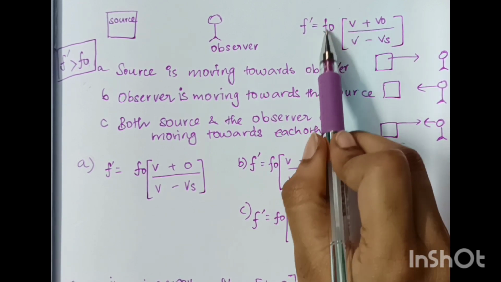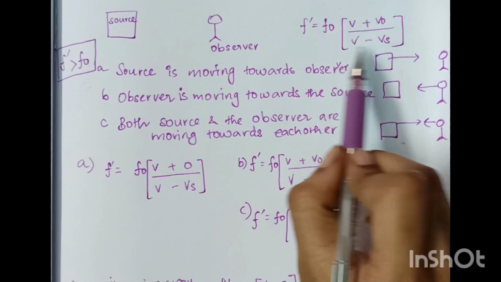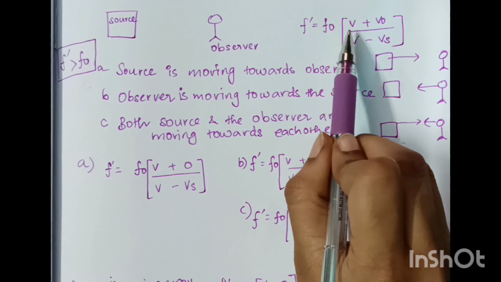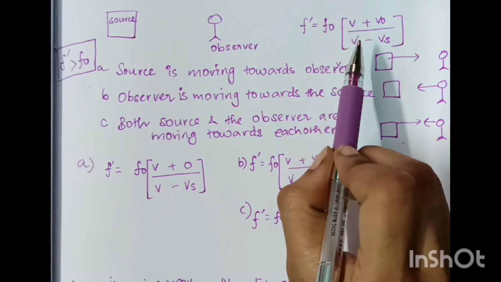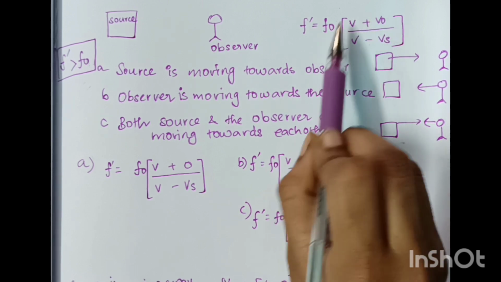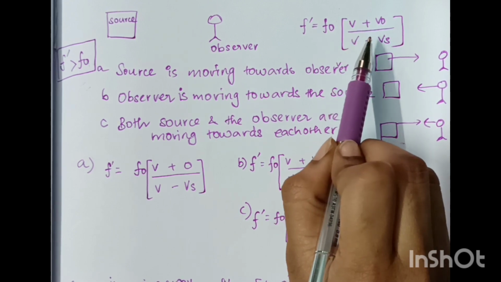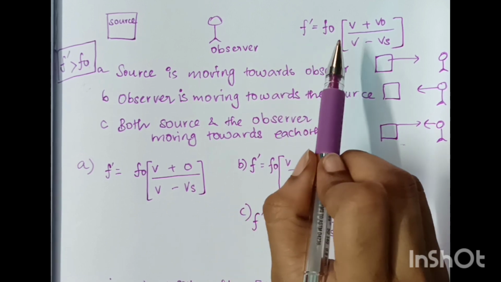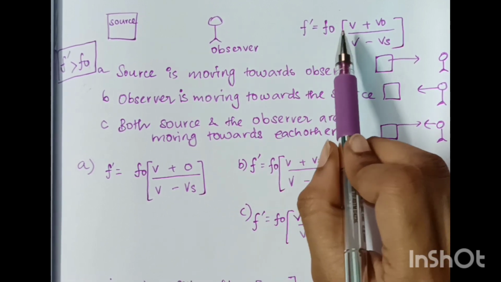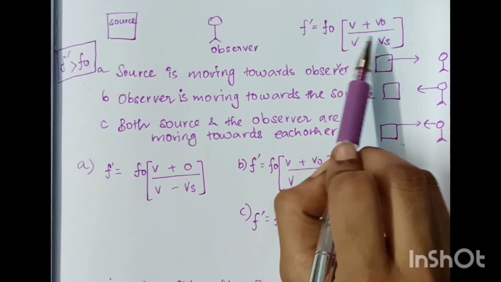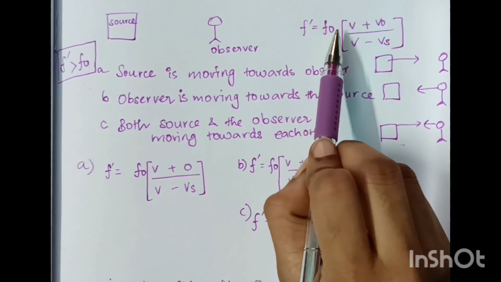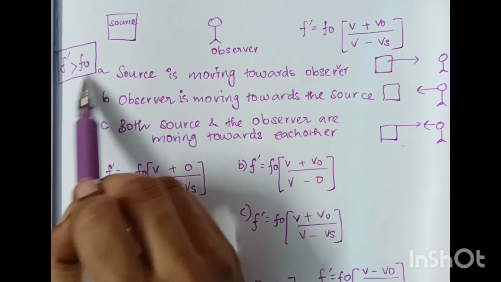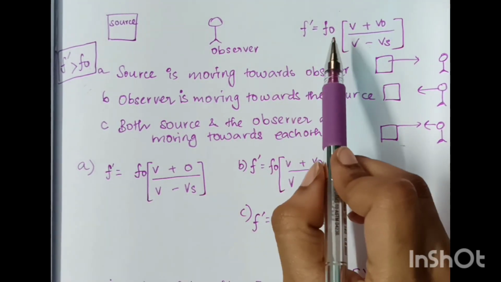Here we are multiplying fo with some term, (V plus or minus Vo) by (V plus or minus Vs). That means that this multiplying term should be greater than 1. Only then will f dash be greater than fo. Please try to understand this very clearly. This term which we are multiplying should be greater than 1. Only then f dash will be greater than fo, and that is the condition which we require.